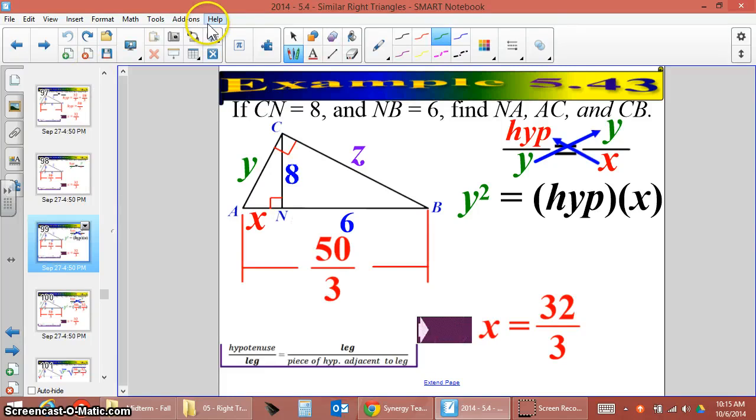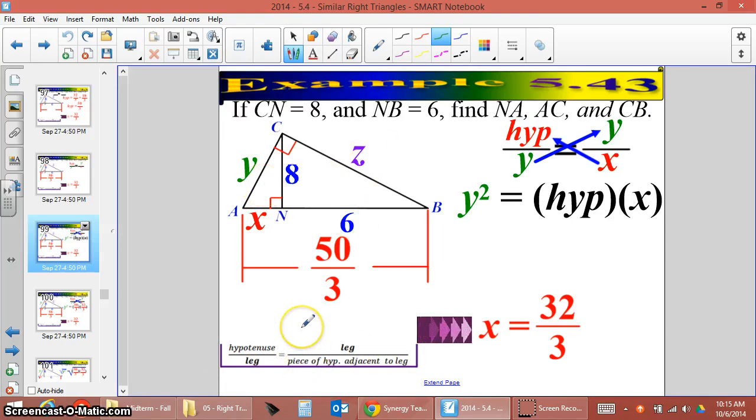All right. So again, I went back a slide. Let's just talk about what's happening here. I know the value of my hypotenuse completely. I know all of the top, and I know each piece individually. So now I can use this formula with the legs to solve for y or z.